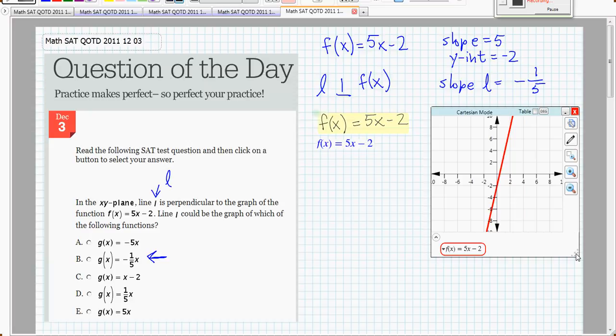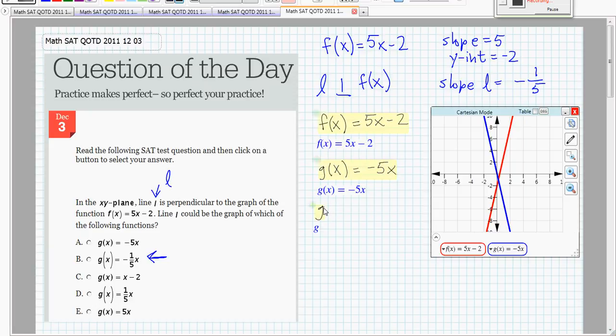That's the one that I'm trying to get perpendicular to. So let's do the first one. G of x is equal to minus 5 times x. Let's try this. Okay, plot that one. Okay, so the slope of that graph is minus 5. But it's not enough just to say that the slope is negative, because those two lines aren't perpendicular. They don't meet at a right angle.